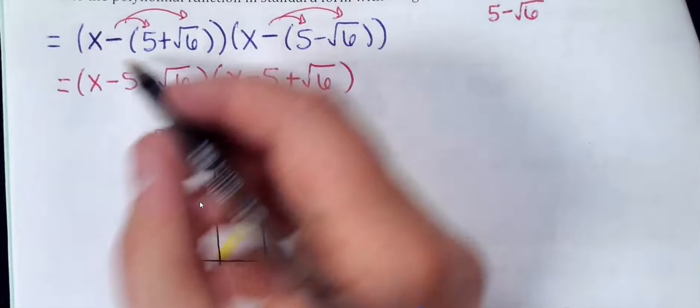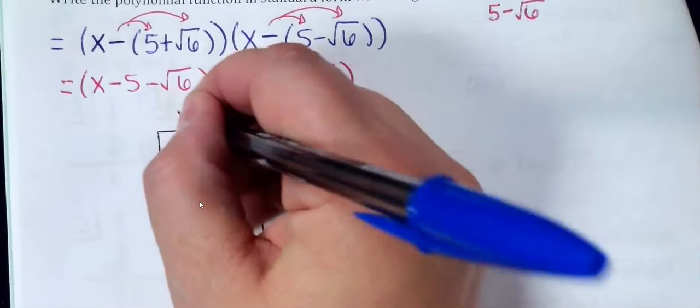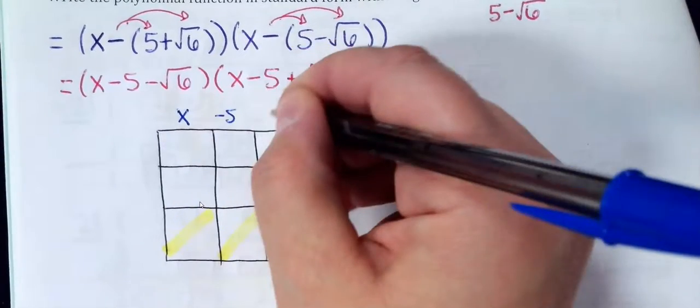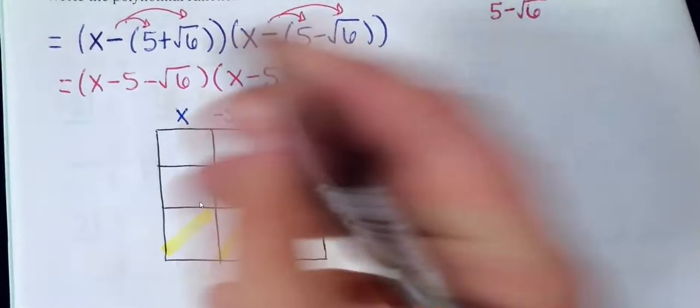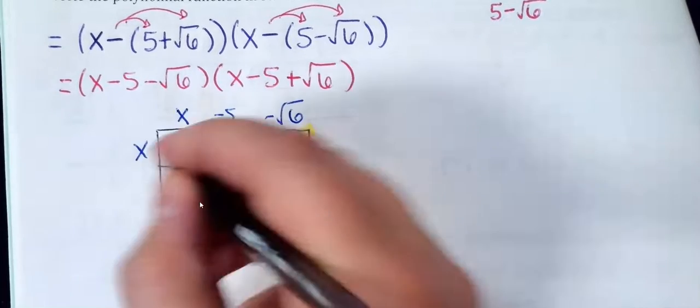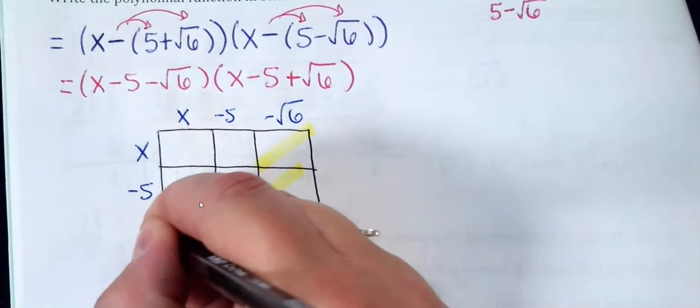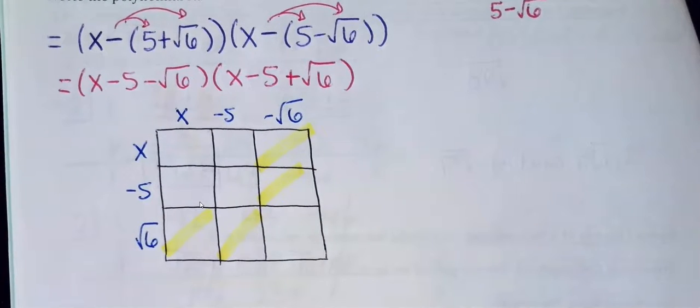Okay, either one of these factors, just put 1 across the top. So I'm gonna do x minus 5 minus root 6 across the top. And 1 down the side, I'm gonna do x minus 5 plus root 6 across the left side there. Okay, now just multiplying together here.